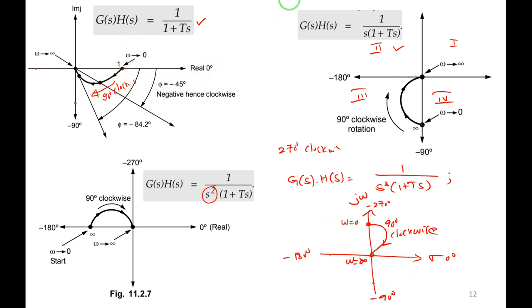I hope you came to know the polar plot for a simple pole. If I add a pole at the origin, how will the plot shift? Only the starting point gets shifted in the clockwise direction by 90 degree based on the number of poles at the origin. If there is only one pole, it will shift by 90 degree. If there are two poles, 180 degree, 90, 90 in clockwise. If there are three poles, 270. I hope you are getting it right. So this is the summary. I hope everybody has understood.